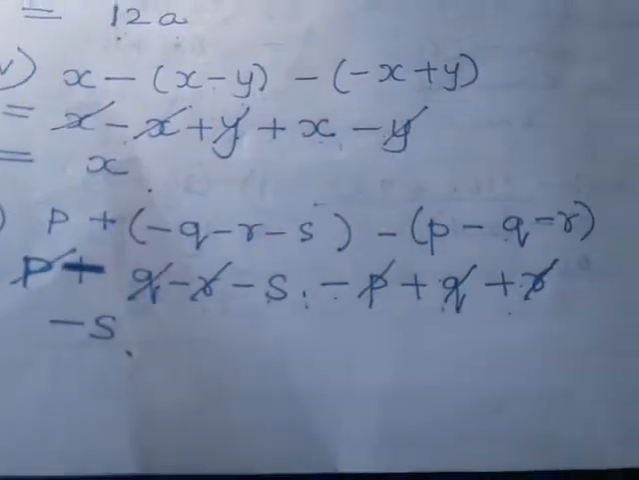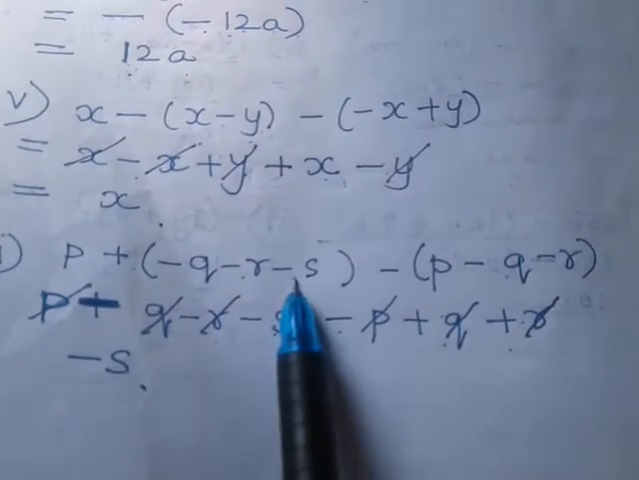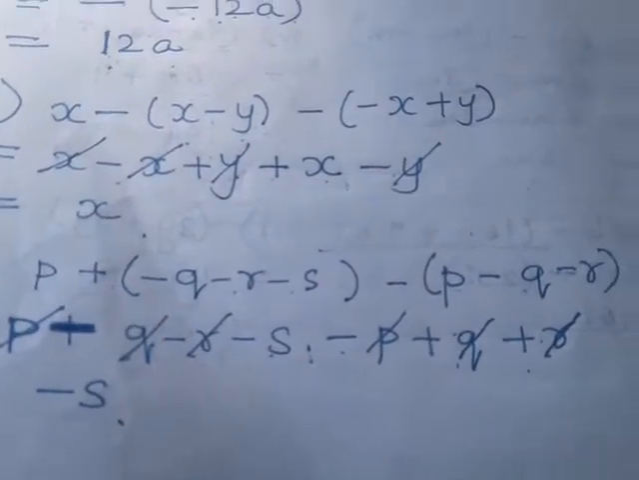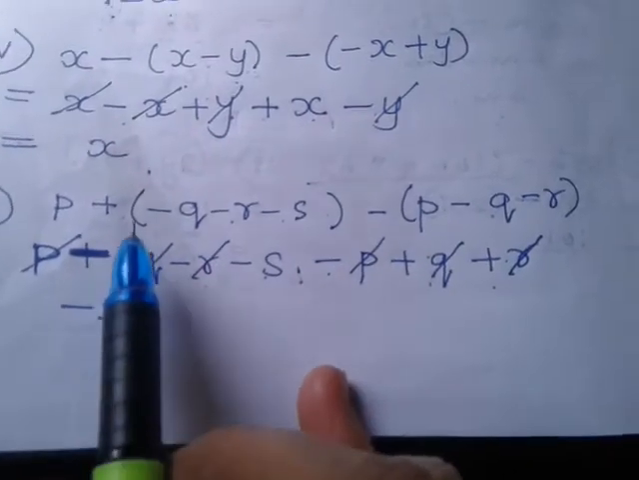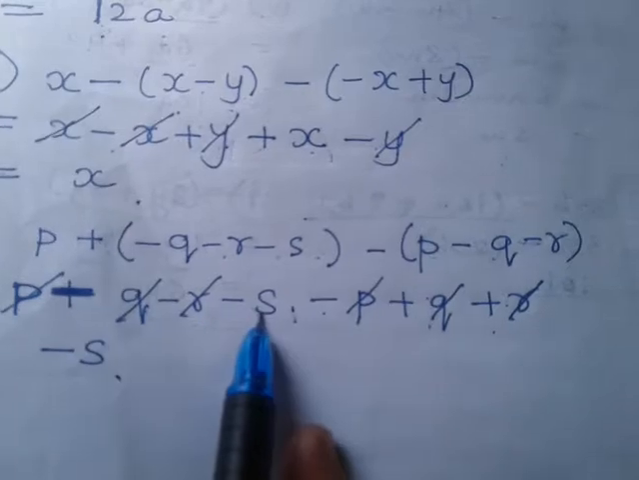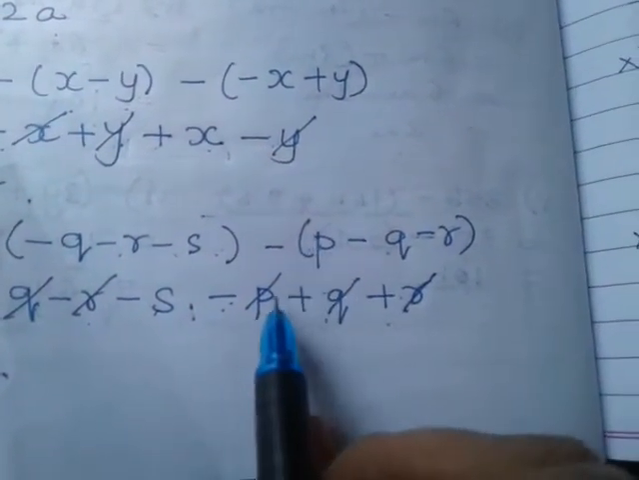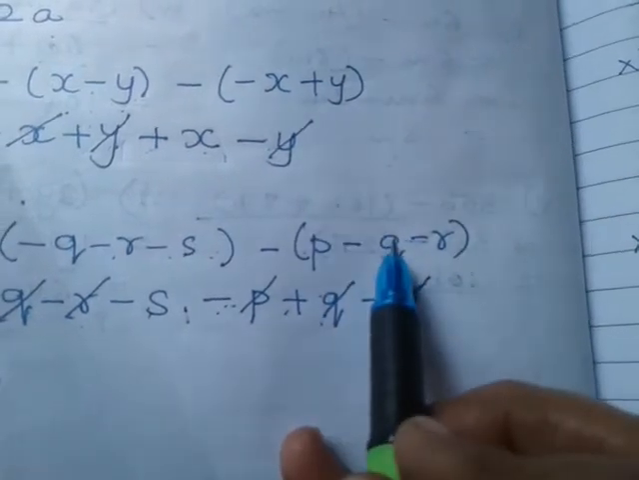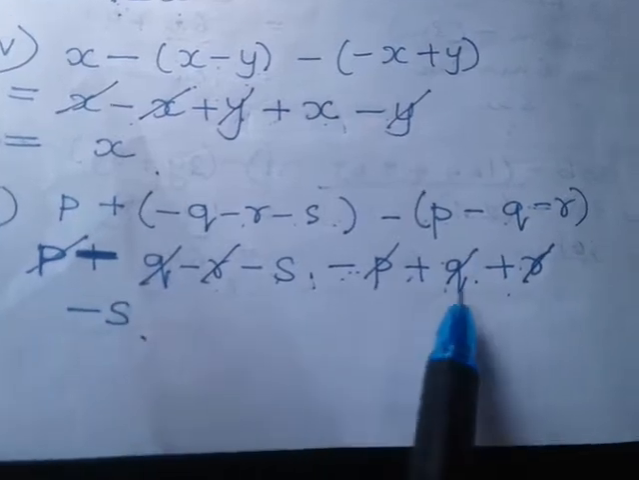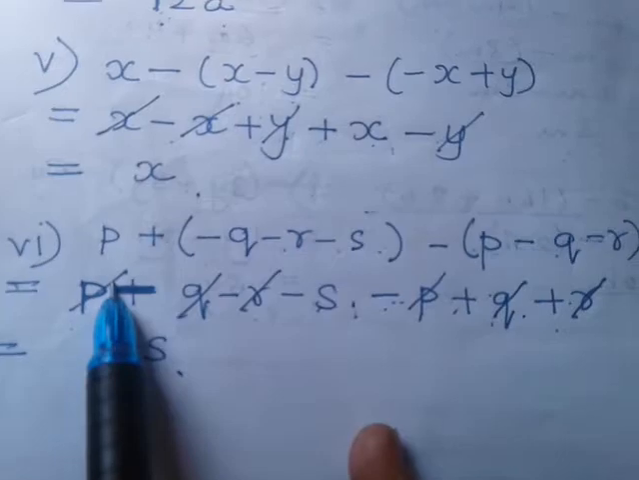So let's see this one. p plus minus q minus r minus s minus p minus q minus r. Before the bracket plus means the inside signs will not change. So p minus q minus r minus s. Before the bracket minus, so the inside signs will change. Plus becomes minus, minus becomes plus, minus becomes plus. Okay. So you can segregate first, like segregate p, q, r, s, but no need.